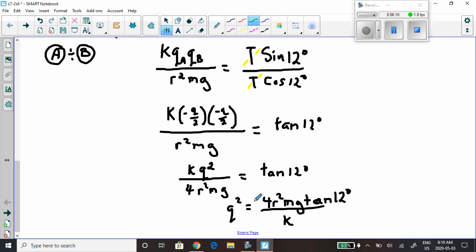So now I do some fancy rearranging here, and I get q squared. So this 4r squared mg comes up to multiply the tan 12 degrees. There it is. The k comes downstairs into the denominator, and now I can calculate what the charge is. Because I know r, I know m, I know g, I know k. Plug it in, find a square root. I know you can all plug in numbers, I know you can all square root, and off you go, you find the charge.